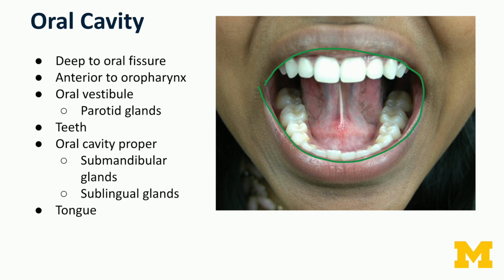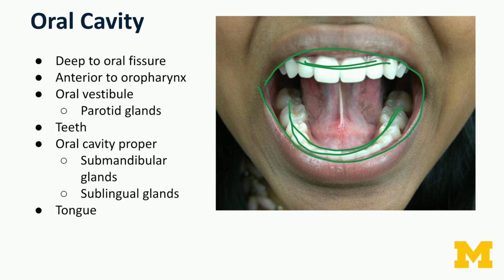The oral vestibule is everything that is superficial to the dental arcades, or the teeth and the gingiva, or gums. It's into that space that the parotid gland, which is one of three major salivary glands, secretes. We also have the teeth as accessory organs in that they help to tear, pierce, shred, and grind food.